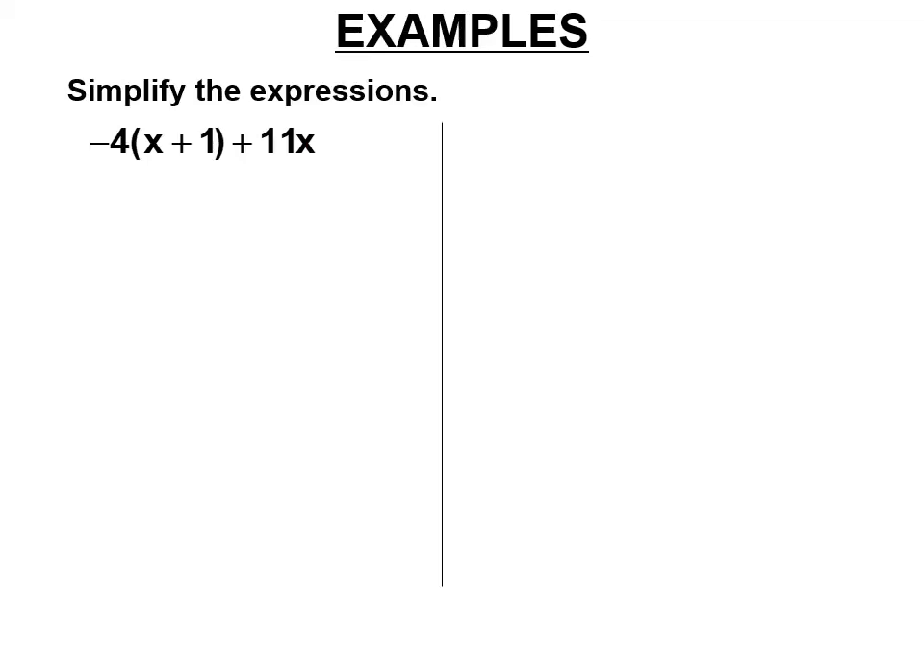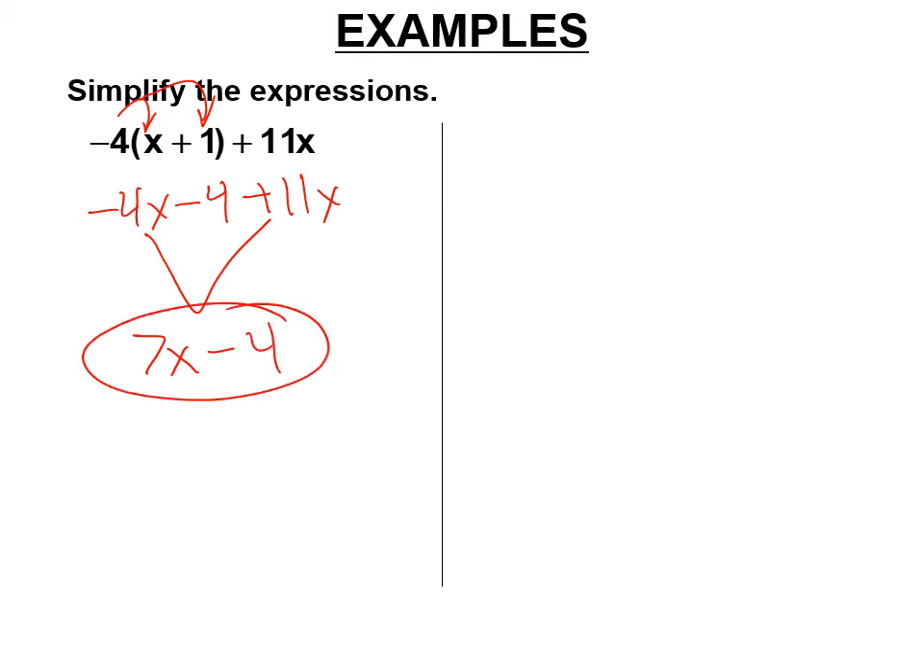So let's just start making these a little more complicated. Negative 4 times x, negative 4x. Negative 4 times 1, negative 4, minus 4, plus 11x. Does this have like terms? It sure does. Negative 4x plus 11x is 7x. We're going to put the x before the 4 because that's the way all textbooks put the answer, in alphabetical order with the numbers at the end, and it's 7x minus 4.